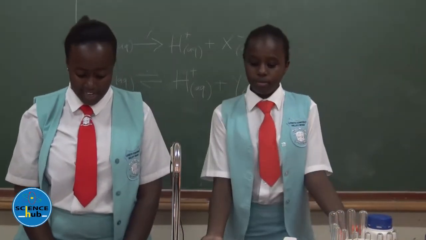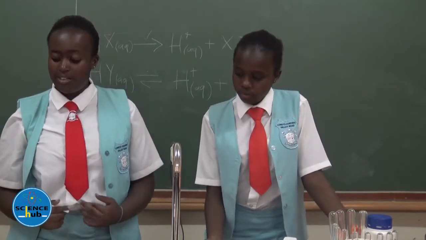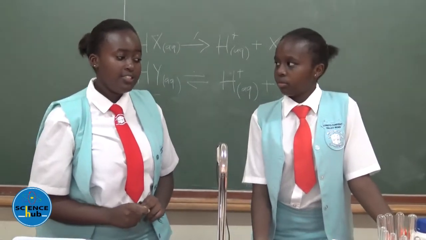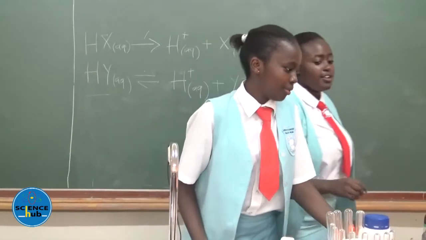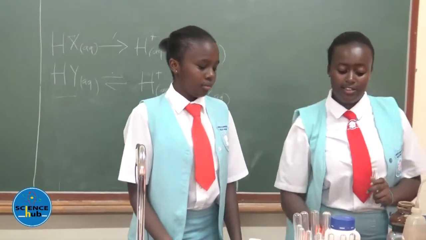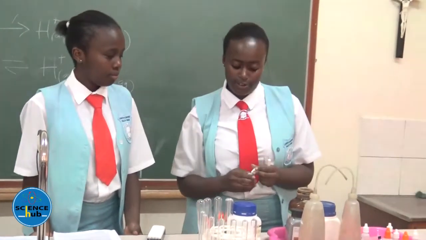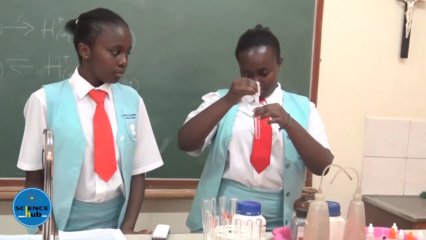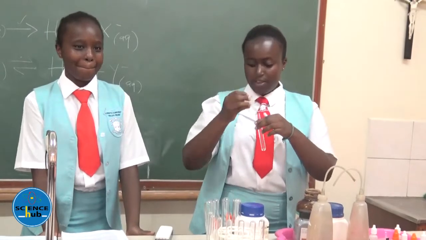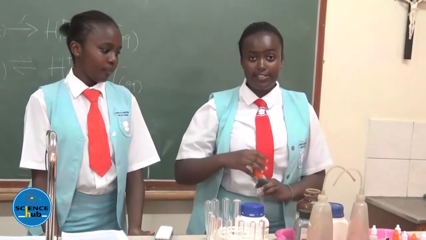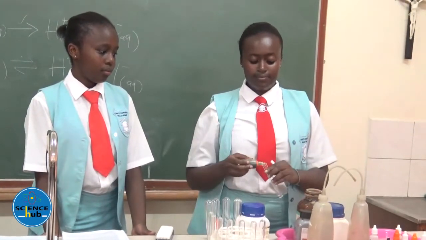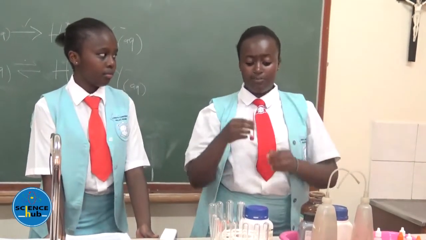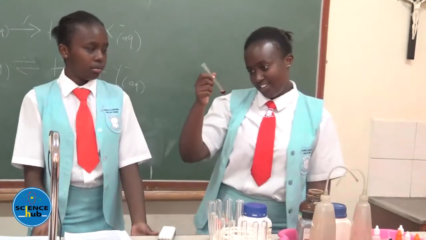In acids, there are different methods of determining the strength of acids. For example, we have using the pH value. We are going to demonstrate using HCl, which is hydrochloric acid. We put about 5 drops of hydrochloric acid into a test tube, and then you add universal indicator. As you can see, there's a color change from colorless to pinkish red.